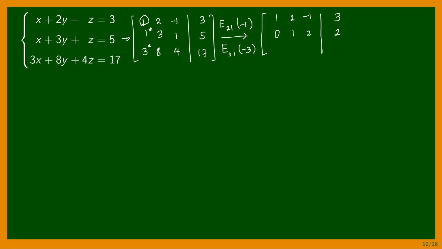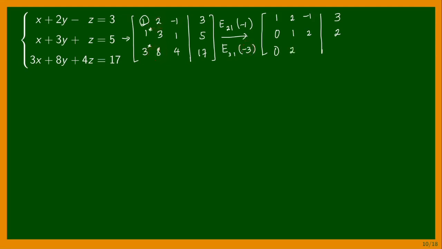Alright, negative 1 times 3, that's negative 3 plus 5, 2. Alright. Third row. Of course, this is going to be eliminated. Next, negative 3 times 2 plus 8. The pivot is in the first column, right? Negative 3 times 2 plus 8, that's a 2.